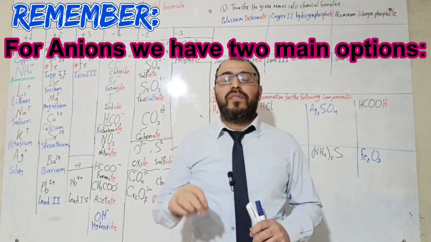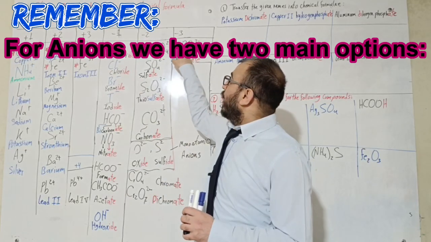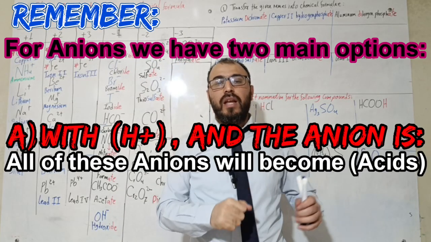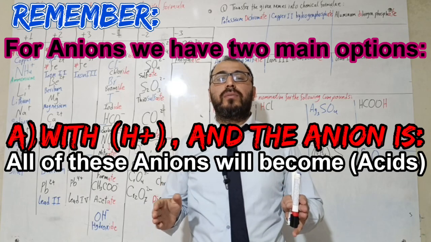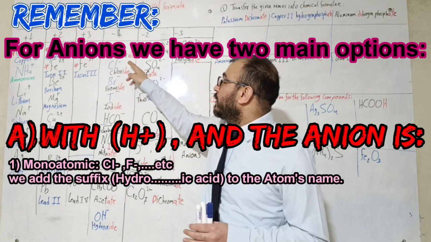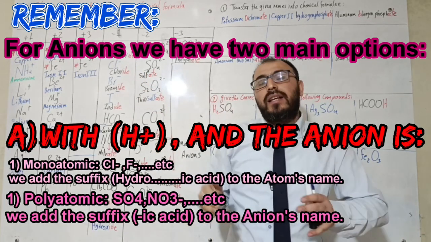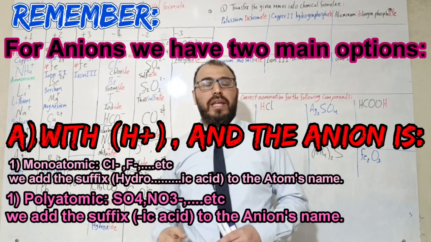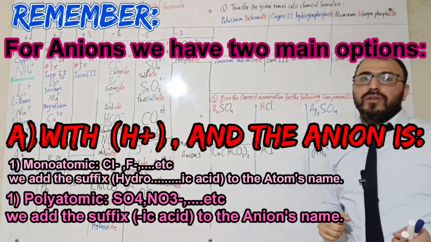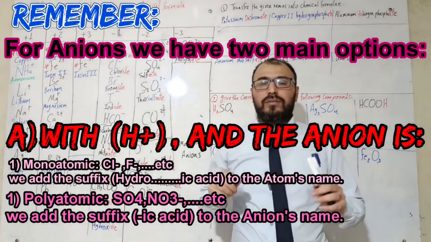In the second case, my friends, we said that if a negative ion or an anion is attached to a hydrogen ion, they will all be called acids, and we had two suffixes to be added. We have the "-ic" acid and the "hydro-...-ic" acid. Now, my friends, let's go and answer those two questions so that we can understand better.